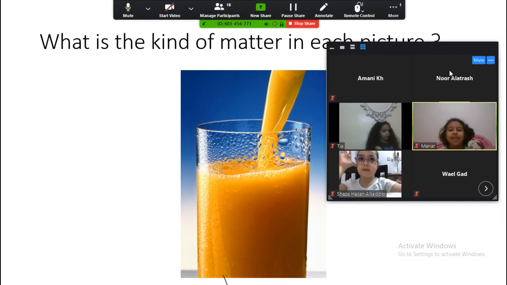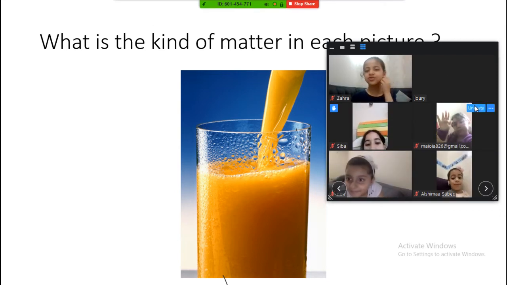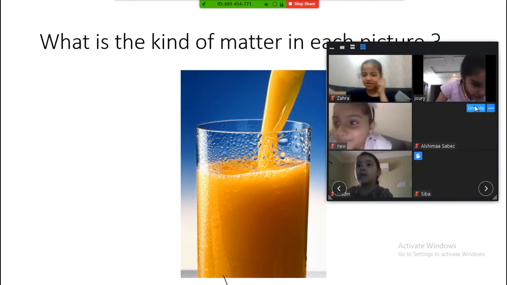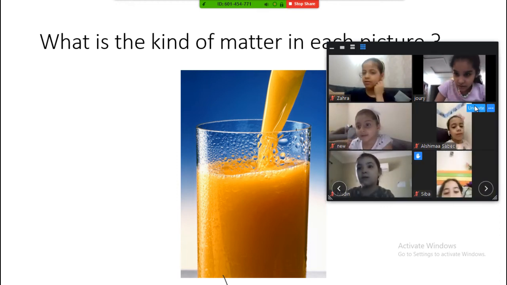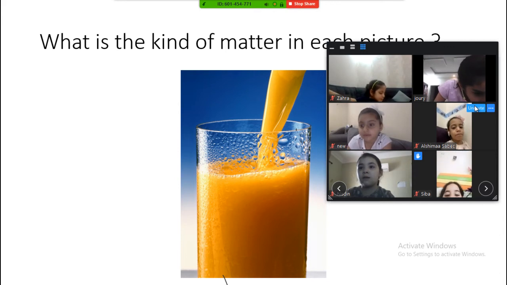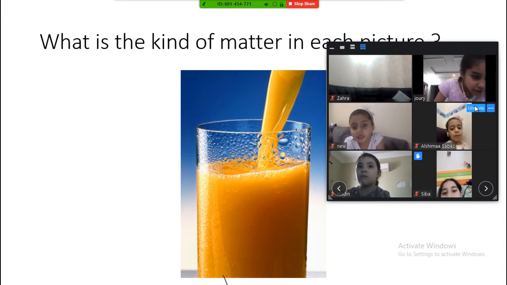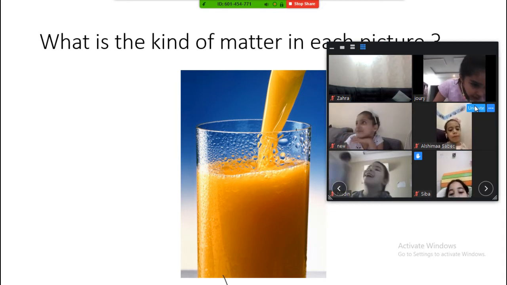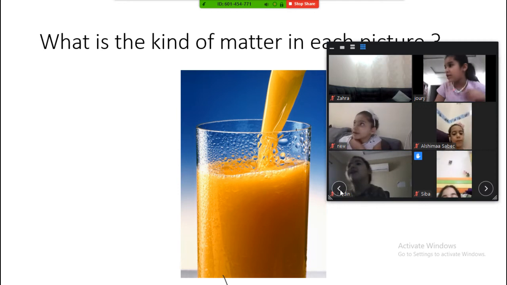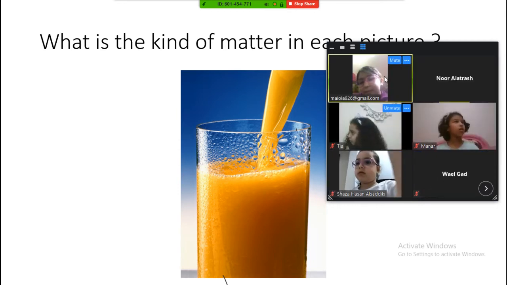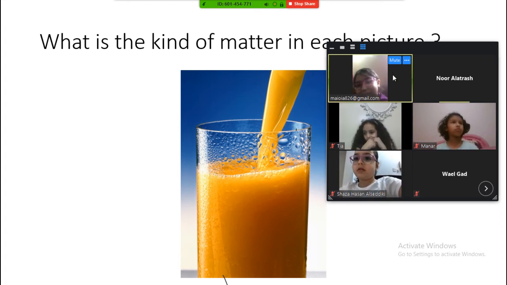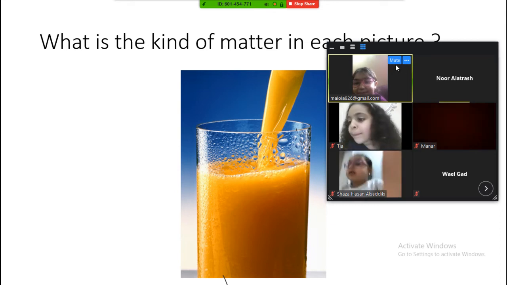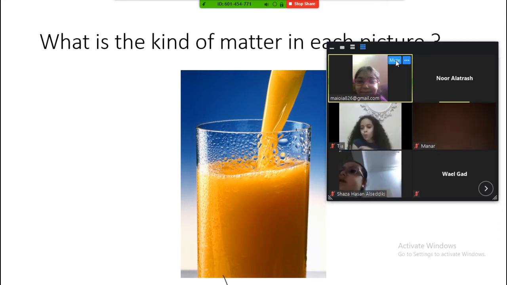Open your cameras. I cannot see everyone. Yalla, Khadija. Flow and take the shape of the container. Excellent job. What is the container in this picture, ya Khadija? Glass. It's a glass. Excellent. Are we asking Khadija or Khadija's mother? Thank you, Khadija. Excellent. It is a glass. And here, sorry, the juice is a liquid. That's why it takes the shape of the glass when we put it in it.